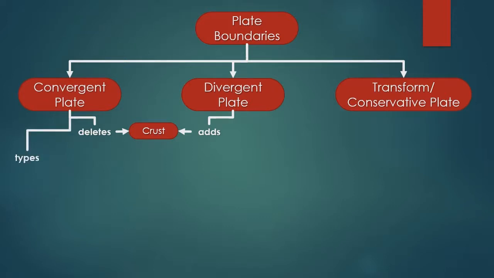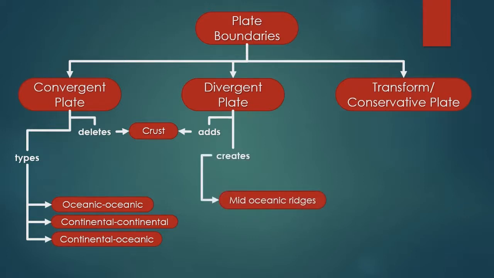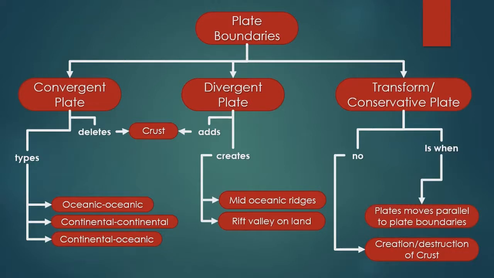When we speak of convergent plates, there are several types of convergence. One is ocean to ocean convergence. Another is continental to continental convergence, and another is continental and oceanic convergence. When we speak about divergent plates, these will create mid-oceanic ridges and rift valleys on land. On the contrary, transform or conservative plates, unlike divergent and convergent, have no creation and no destruction of crust. This is when plates only move parallel to the plate boundaries. We will look at examples of the different plate boundaries in the next slide.